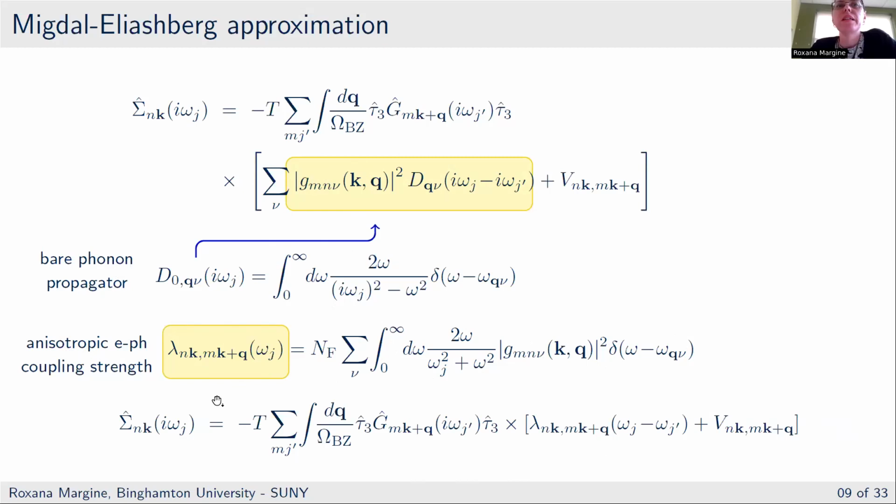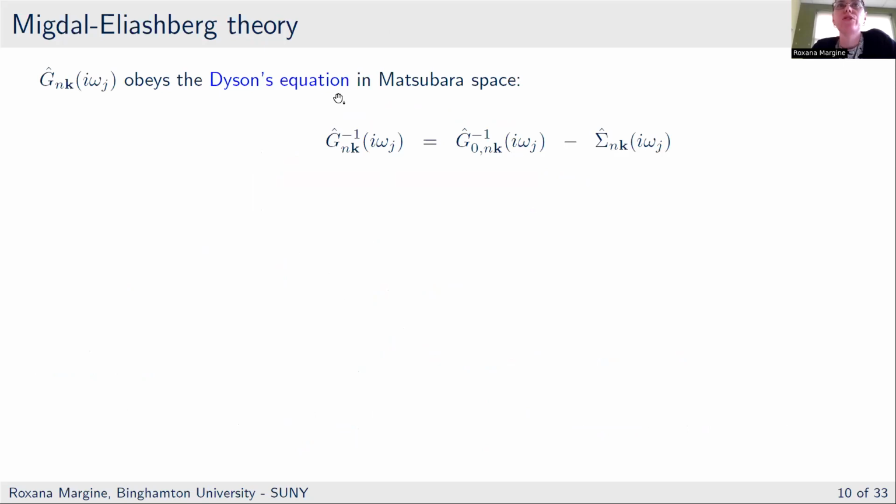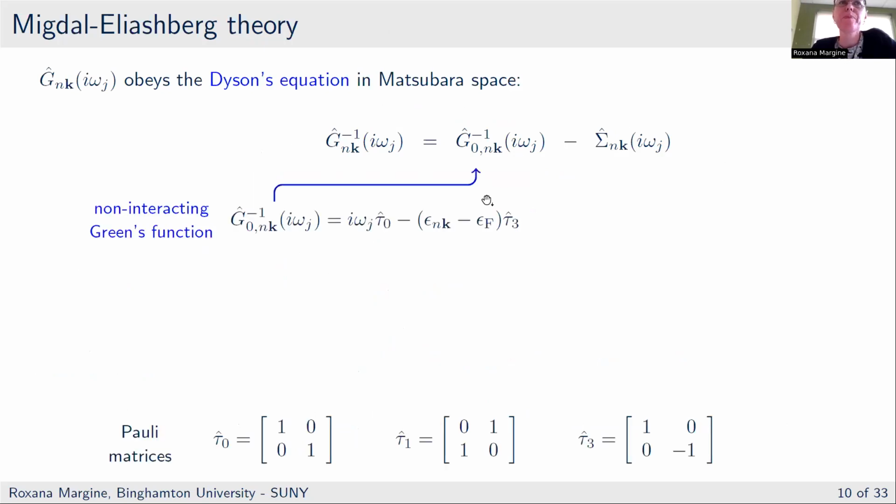So it doesn't seem that we have made much progress so far, and what we need right now is to impose some self-consistency on this equation, and to do that, we need to find an expression for the Green's function. To do this, we can remember that the Green's function obeys a Dyson equation in Matsubara space. So this is the Dyson equation. I think we also saw an expression like this in yesterday's lecture by Feliciano. And G naught is the non-interacting Green's function, and in this case, I just express it in terms of Pauli matrices.